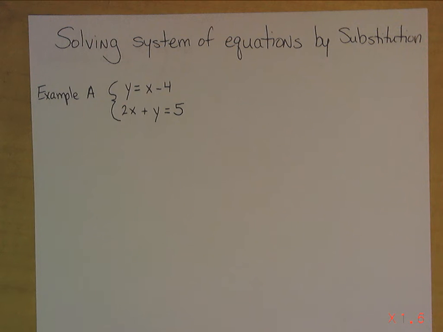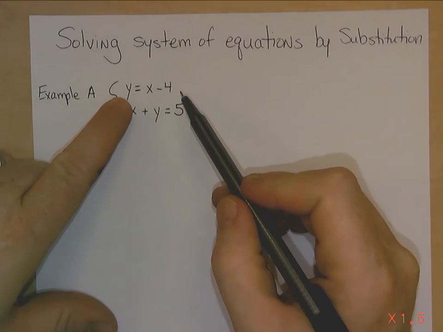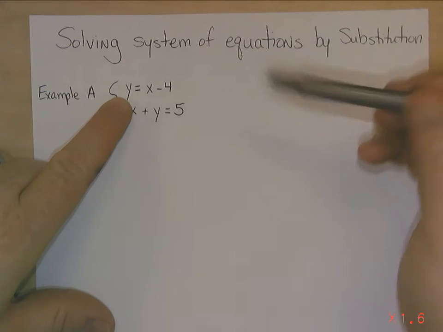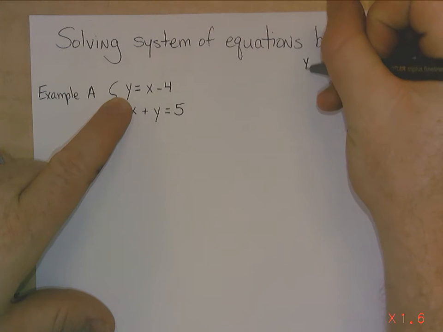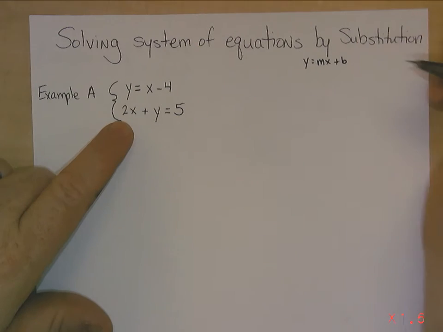Hey guys, we're going to be solving systems of equations by substitution. So we've got two examples. Example A, you see this here. Now in the past we've been able to graph these, but today we're not. But real quick, if we were, we would put that in slope-intercept form. This is already in slope-intercept form. And if you remember, slope-intercept form is y equals mx plus b. It's in that format. This is not.